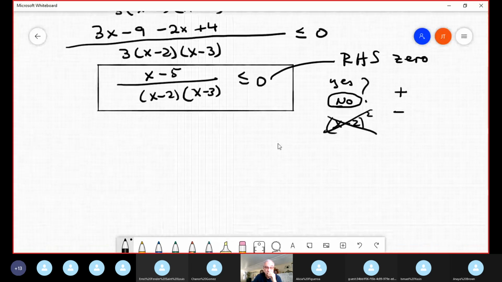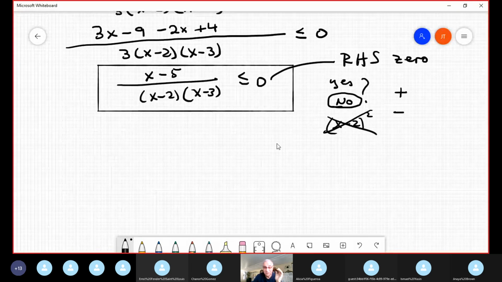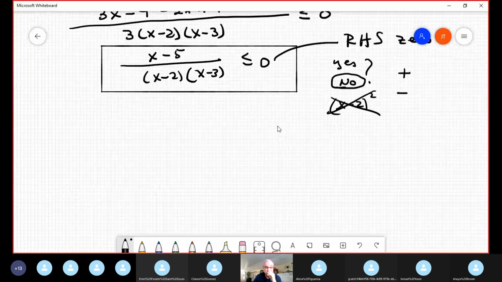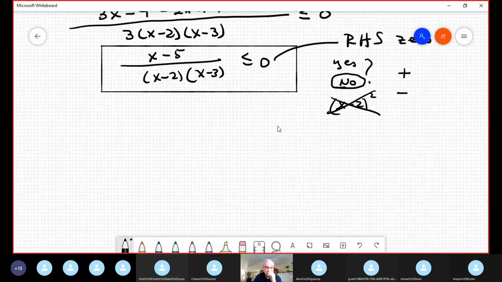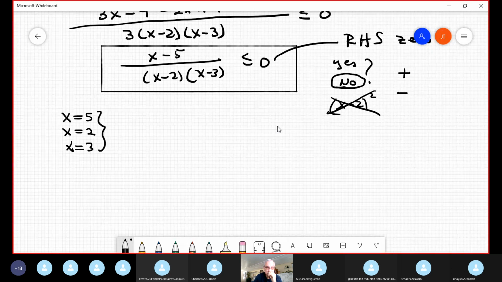Forget about this. Let's focus on the solution. This is the beginning of this problem. Now you find the critical values. The critical values are the zeros of the numerator and denominator. It's obvious that it's 5. It's obvious that it's 2. It's obvious that it's 3. These are my critical values in that problem.